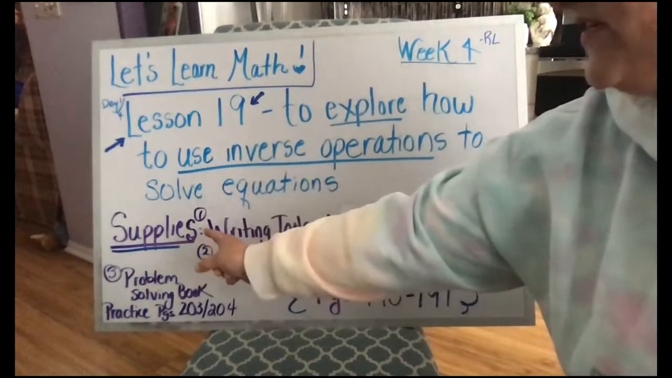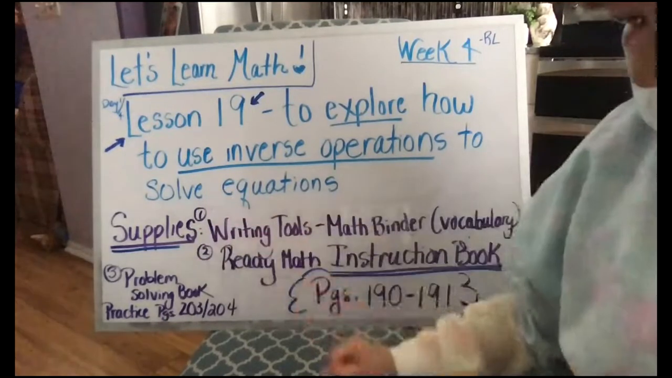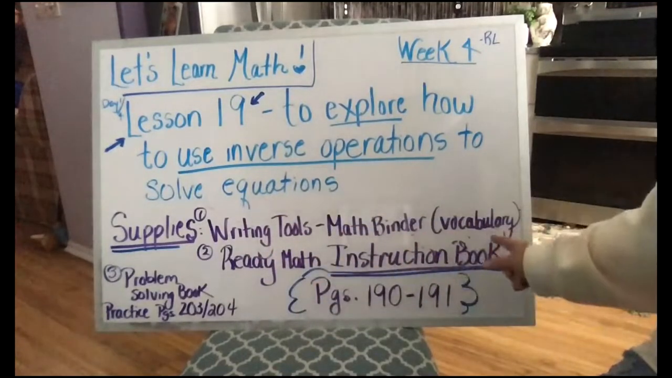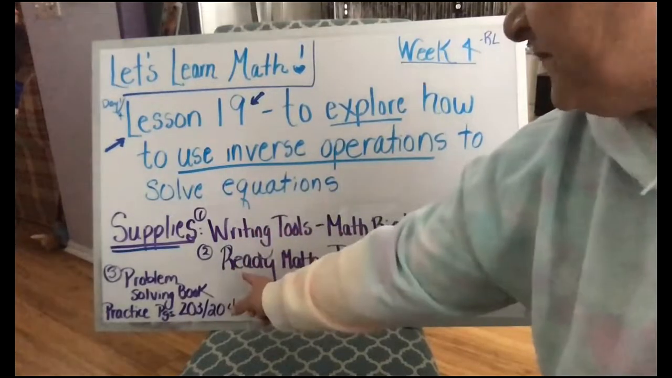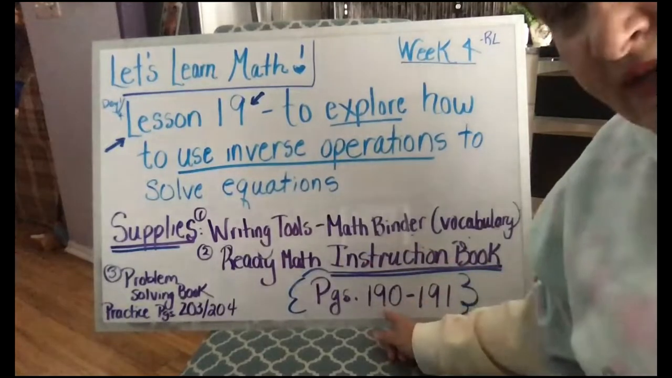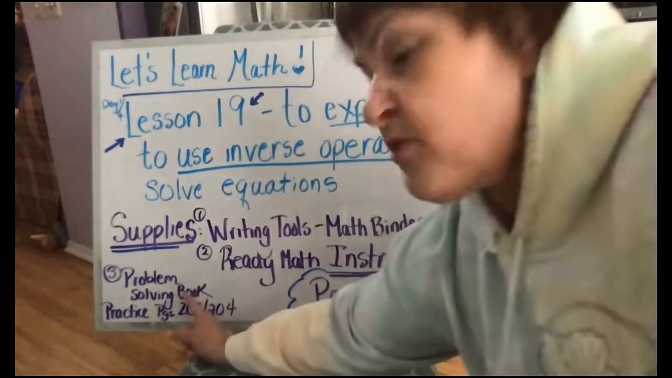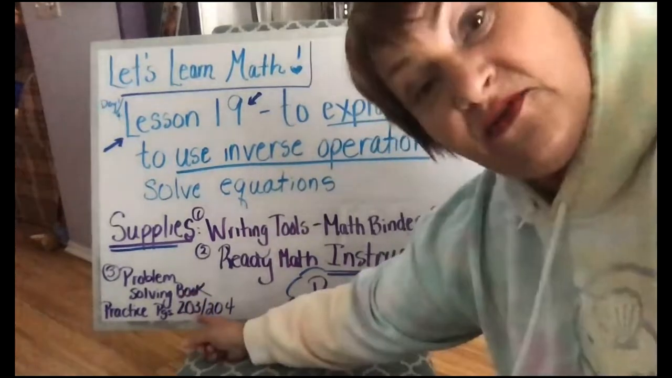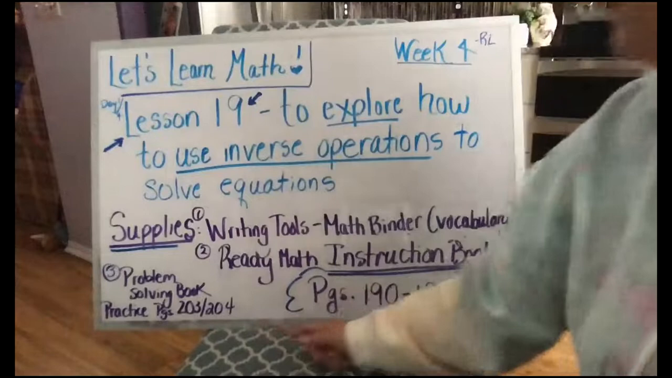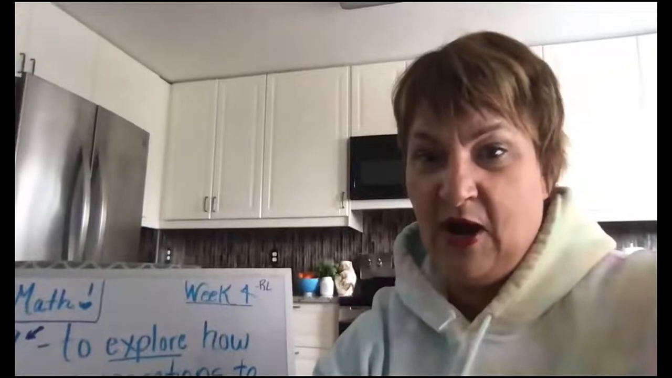And I'm going to pause the video so you can go and get things, and I think you can pause it as you want too, so you can be ready. Get your writing tools. You know you like your paper and your math binder, so you know your vocabulary. And number 2, get your ready math instruction book, because we're going to be working on page 190 and 191 today. And then don't forget your problem solving book, because you can do some practice on these concepts. So that'll be page 203 and 204. So get all that ready, and I am going to pause for a moment.